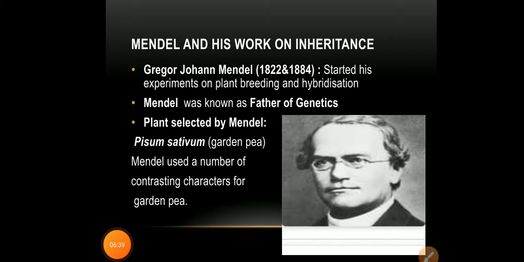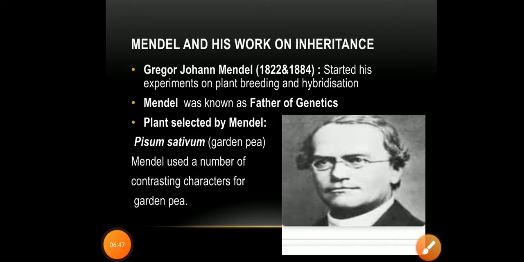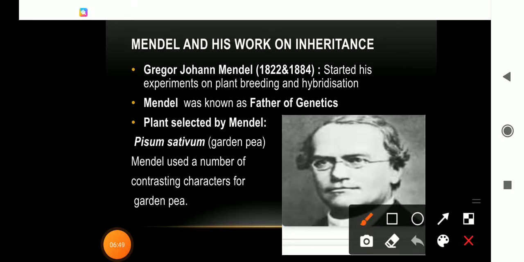Mendel and his work in inheritance. In this figure, you can see this person is Gregor John Mendel. Our knowledge about the inheritance of traits is based upon Mendel's work, and he conducted his experiment over a period of 8 years on a common garden pea plant, and the name of the pea plant is Pisum sativum, right?